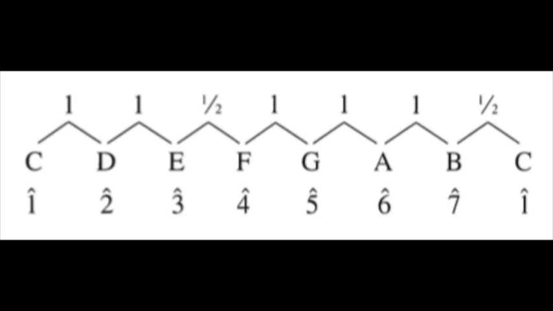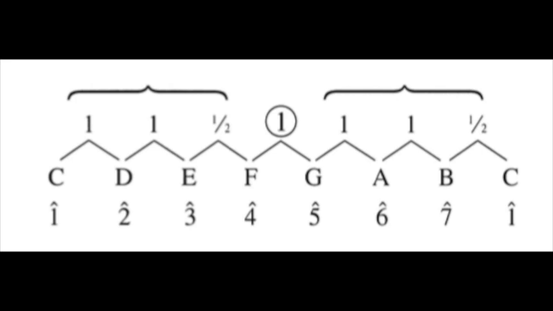In the next diagram, the numbers with carets above them, those are the little hats, are scale degree numbers for the C major scale. You can see from this diagram that half steps in the major scale occur only between scale degree 3, 4, and 7 and 1. So when we put those hats above the numbers, that is telling us scale degree. The letters do not matter.